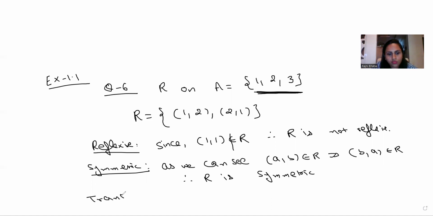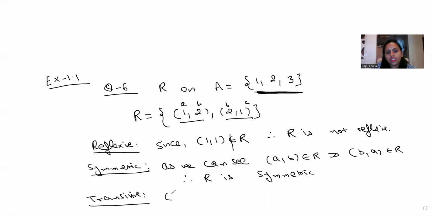Now we will move to the transitive part. For transitive part, we need to check whether all the combinations (a, b), (b, c), if they belong to R, then (a, c) belongs to R or not. We can see (1, 2), (2, 1) belongs to R. So if we take this as (a, b), this is (b, c), then (a, c) is (1, 1), which is not present in R. So this relation is not transitive.